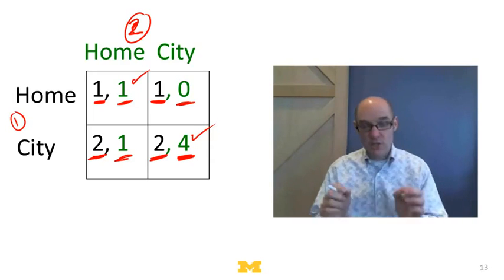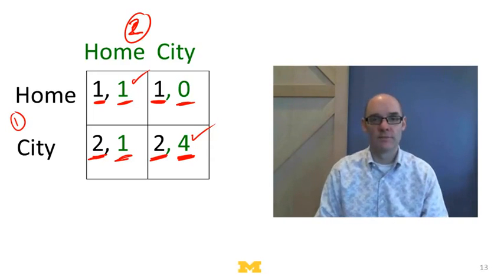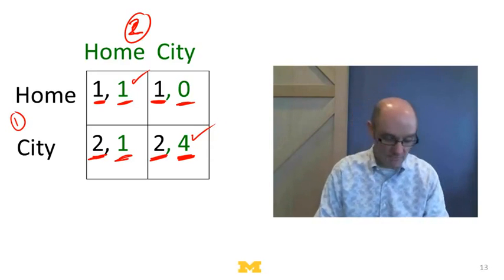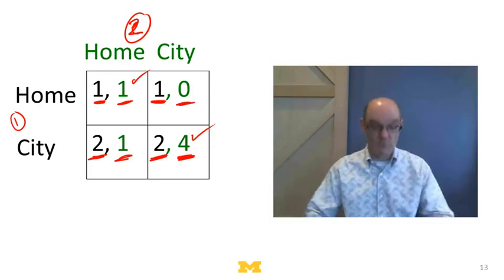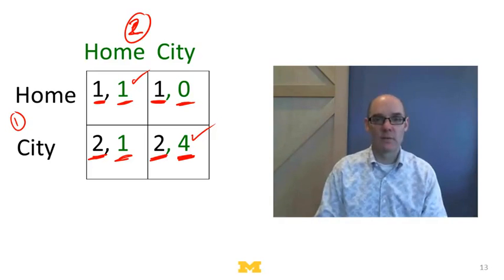So for person 2 to figure out what to do, person 2 has to know what person 1's going to do. Here's where an assumption of rationality is really useful. Because if person 2 says, I have no idea what person 1's going to do, I'm clueless, then person 2 can't figure out what to do.